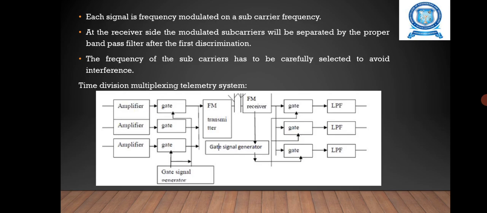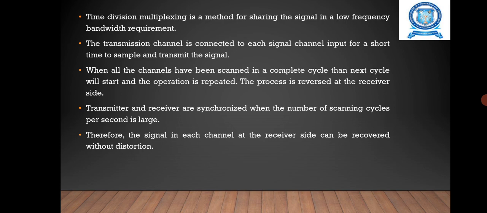Next one is the time division multiplexing telemetry system. It is a method for sharing the signal in a low frequency bandwidth requirement. The transmission channel is connected to each signal channel input for a short time to sample and transmit that signal. Then the transmitter is switched to the next signal channel in a definite sequence. The process is reversed at the receiver side. The sequentially arranged signal pulses are distributed to the individual channels by a synchronized switching circuit. The transmitter and receiver are synchronized when the number of scanning cycles per second is large. Therefore, the signal in each channel at the receiver side can be recorded without any distortion.